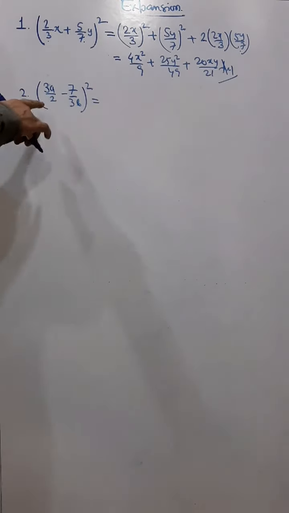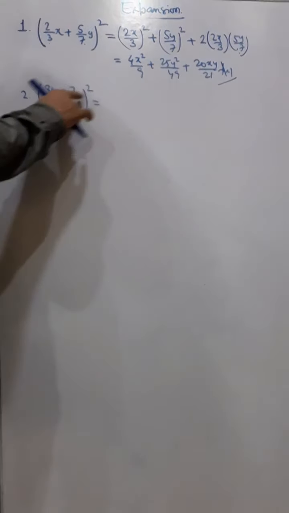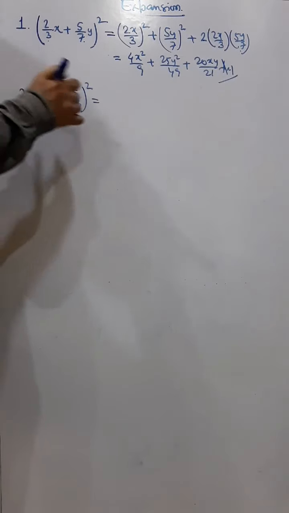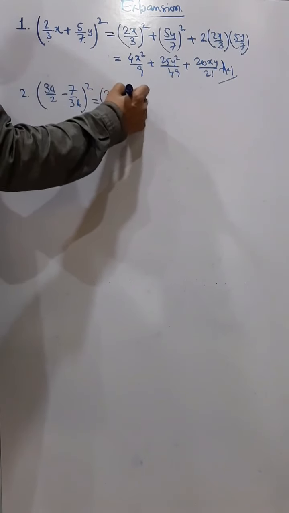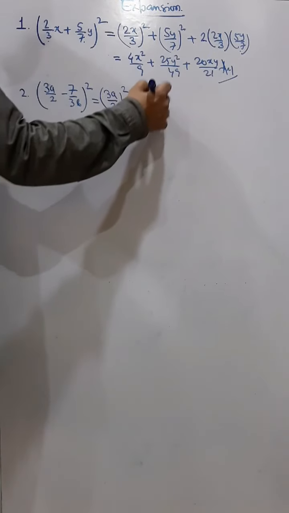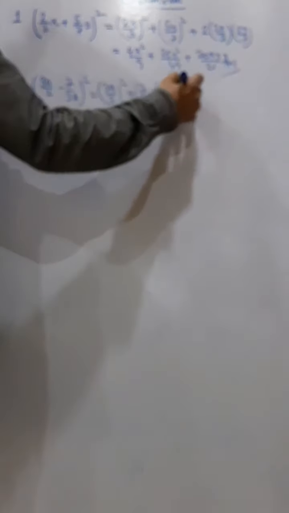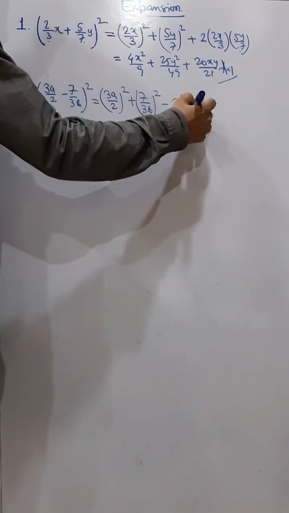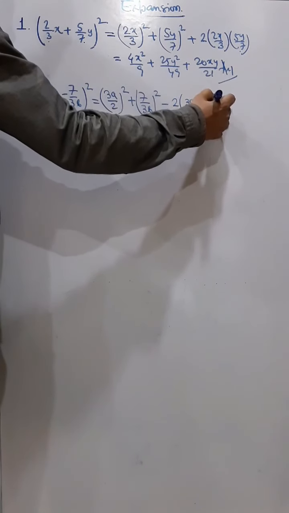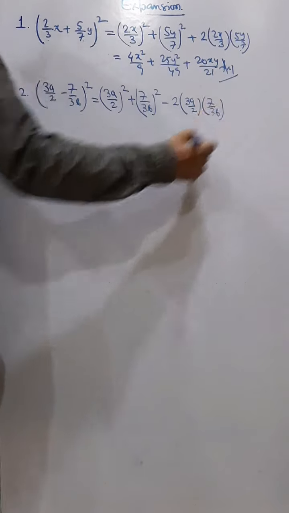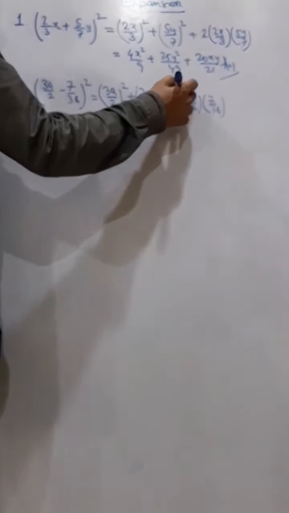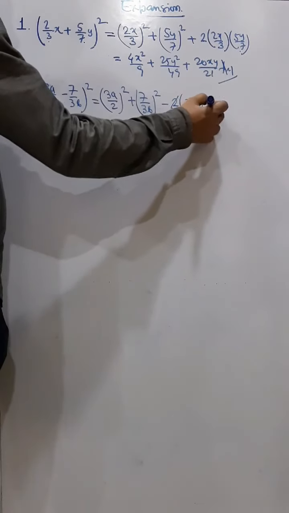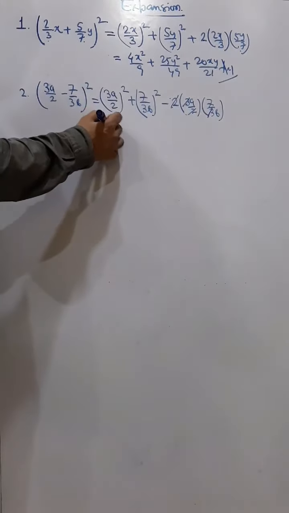Okay, similarly in this case we will think of this one as (a minus b) whole square. So this is a and this is b, this first term. So what we say? We say a square plus b square, and then minus 2 into a and into b. Okay, so a square plus b square minus 2ab, and then as I have told you, if something gets cancelled, it will cancel. So 3 gets cancelled, 2 gets cancelled, and what do we get here?